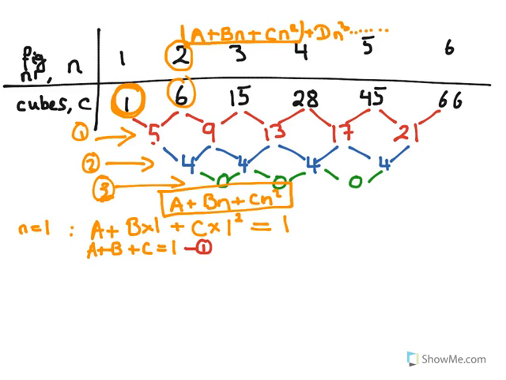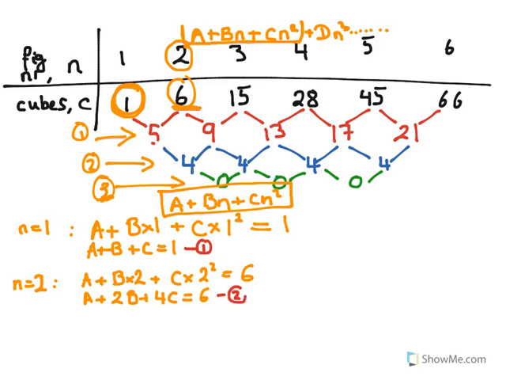Right, to get our second equation, we now substitute n equals 2, giving us the answer 6. When n equals 2, the answer to our equation is going to be 6. So we substitute a plus b times 2 plus c times 2 squared, and it will give us the answer 6 that we have as the number of cubes. So let's reorganize that. We get a plus 2 lots of b plus 2 squared is 4, 4 lots of c, is going to equal 6. And this is our second very important equation.